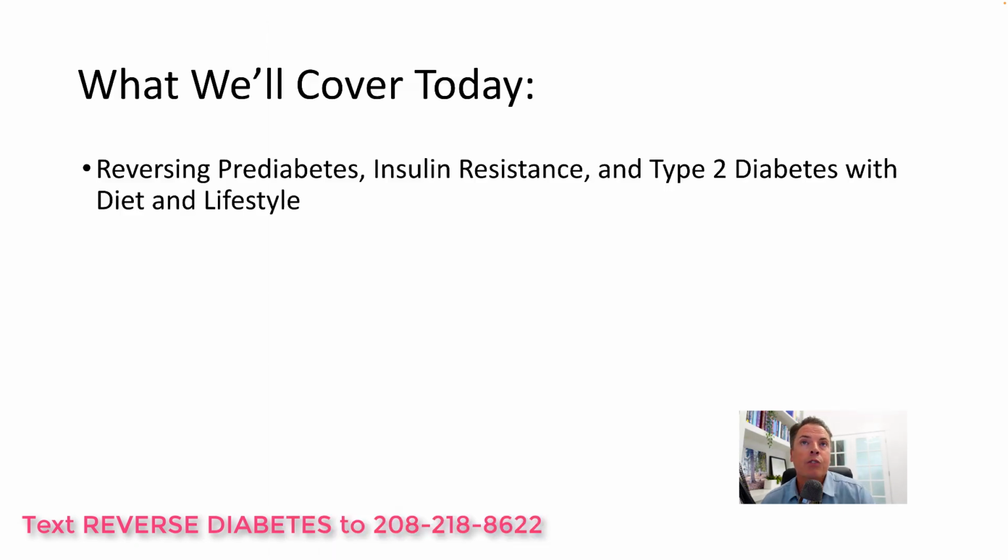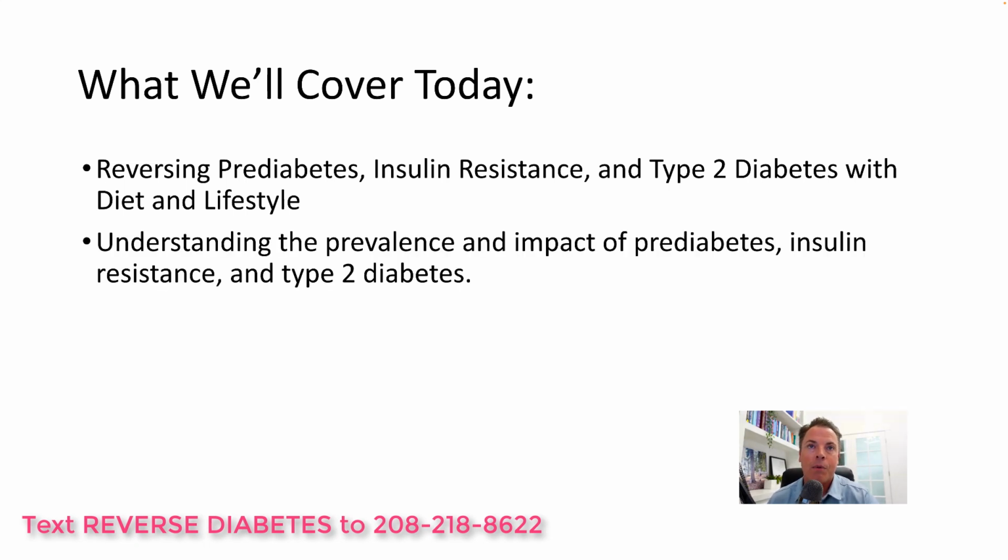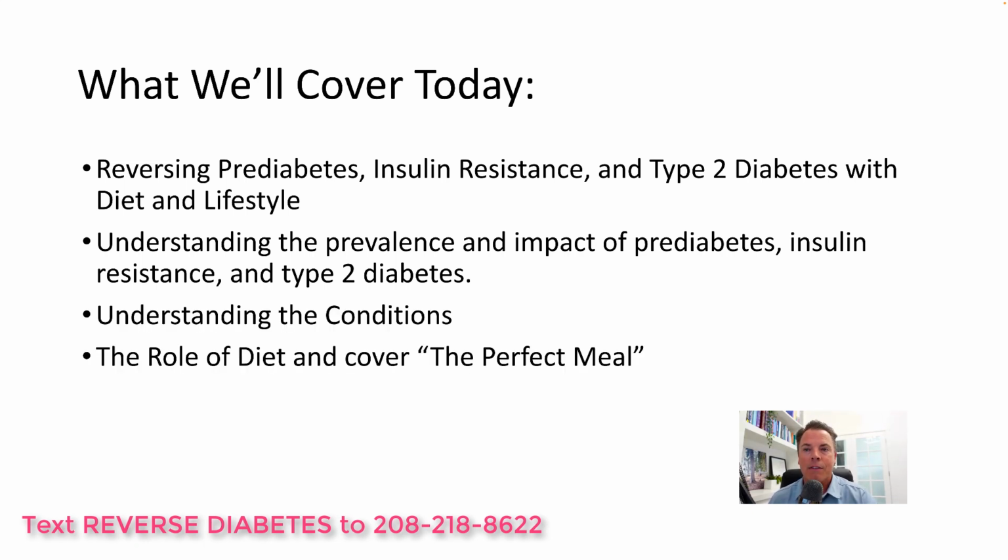So here's what we're going to cover in the video: reversing prediabetes, insulin resistance, and type 2 diabetes with diet and lifestyle. We're going to dive into that. We're going to talk about the prevalence of these diseases, and we're going to talk about the conditions themselves. I want to go over what I call the perfect meal with you. If you pattern all of your meals after what I'm about to share with you in the perfect meal, then this disease is gone and no longer exists.